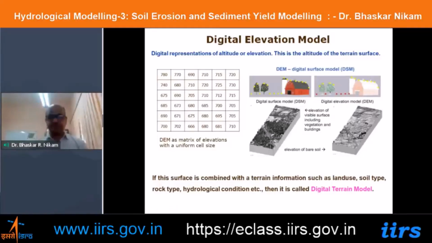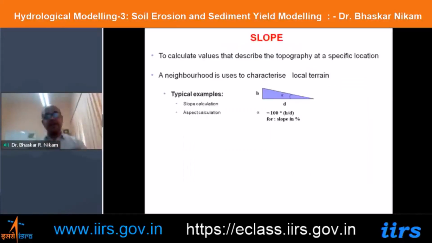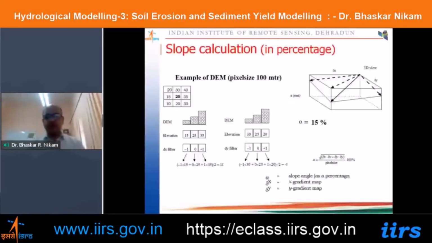This is how the surface model looks. This is how the digital terrain model looks. You all know if we remove the man-made features and the vegetative cover from the surface model, we get the digital terrain model. Now using the DEM, we can calculate slope. You all must have seen the D8 algorithm, how we calculate slope. So this is the D8 algorithm. We can also calculate the direction of slope. So not only the value of slope, we can calculate the direction of slope.